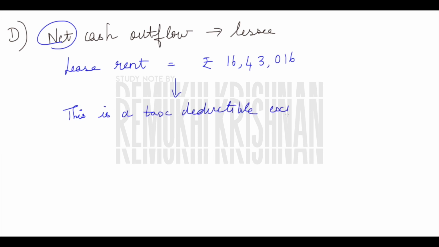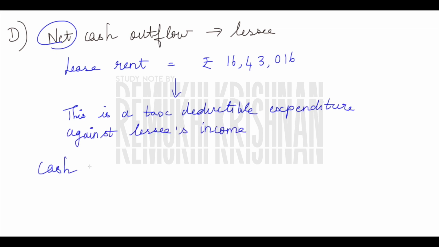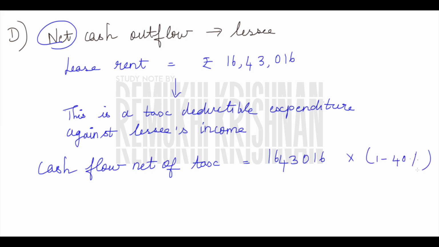So this is a tax deductible expenditure, right? Yes, the lessee is paying a rent. There is a tax deduction on this. So what is the net cash outflow? So the net cash outflow is your lease rent into 1 minus the tax rate. So if you want to reverse the same, you have to divide it. Okay, simple. That is why in the previous step, when I wanted to find the lease rent without the tax benefit, I just divided by 1 minus 40 percentage. If you want to consider the tax savings, then just multiply it. Simple. 16,43,016 into 1 minus 40 percentage is 9,85,810.